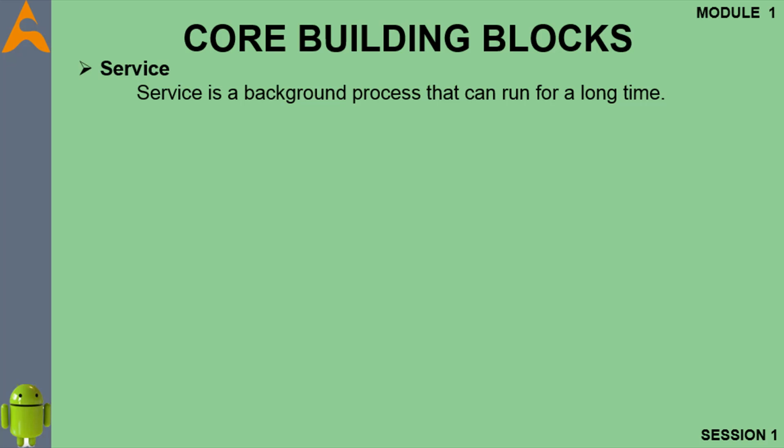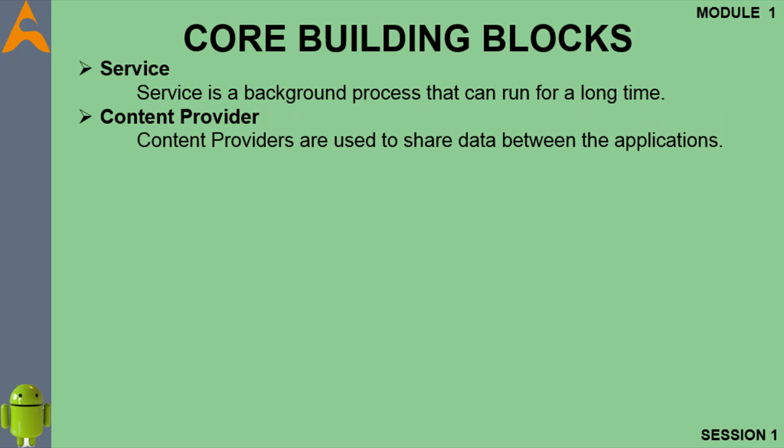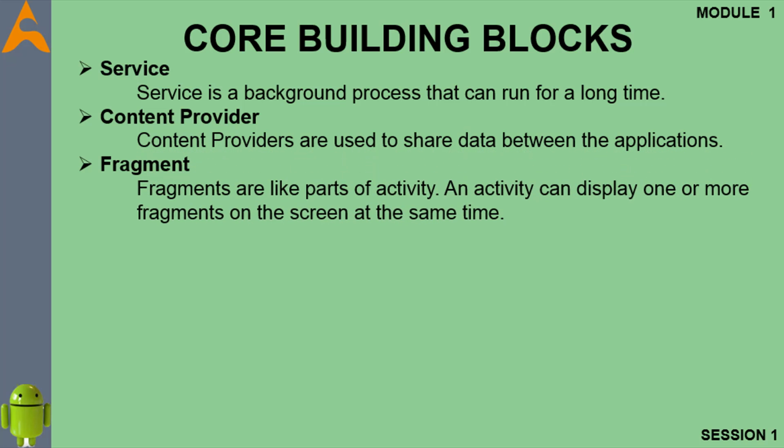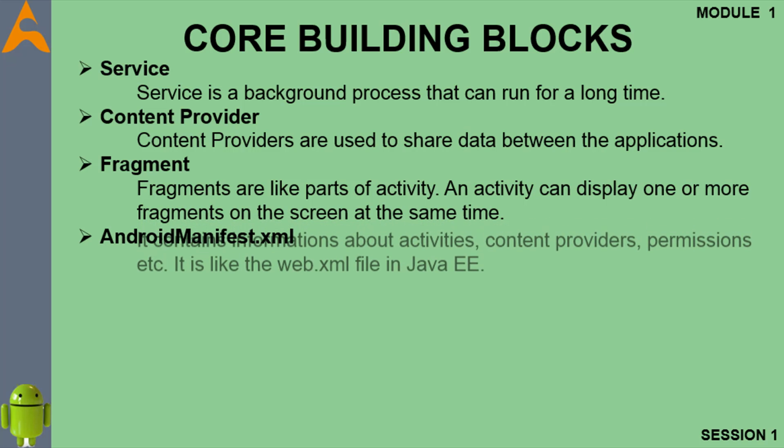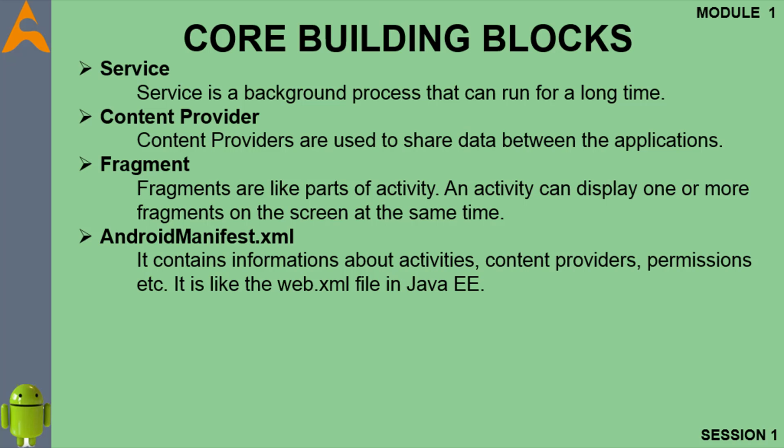Service. A service is a background process that can run for a long time. Content provider. Content providers are used to share data between applications. Fragment. Fragments are like parts of an activity. An activity can display one or more fragments on the screen at the same time. AndroidManifest.xml. It contains information about activities, content providers, permissions, etc. It is like the web.xml file in Java EE.